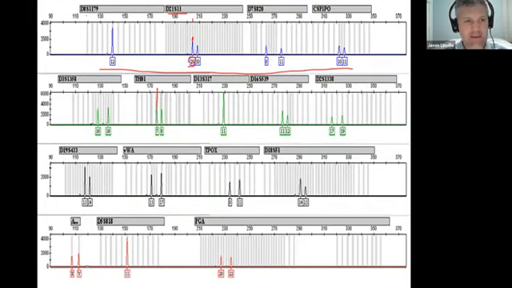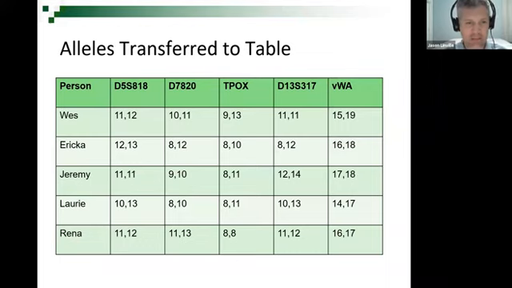At D8, oh, there's only one peak here. What does that mean? It's broken? They don't have a mother? No, it just means the mother and father are both 12, so you write down 12, 12. You write down 29, 30, 8, 11. This is what your table looks like. Write down 11, 12, 10, 11, 9, 13, 11, 11, right?